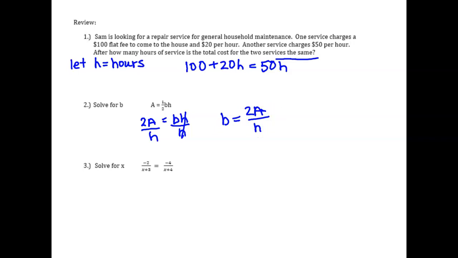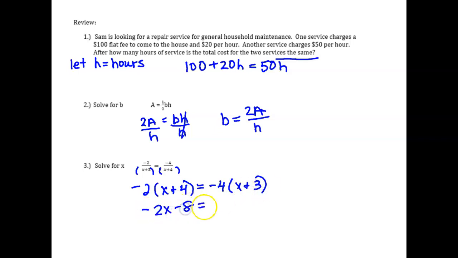Now the third one, we're solving for X, so we're set up so we can do cross products right here to solve for X. So we're going to take the numerator of 1, -2, times X plus 4, and don't forget to put this in parentheses, and it's going to be equal to -4 times X plus 3. All we do here is distribute on both sides. And then you solve for X.